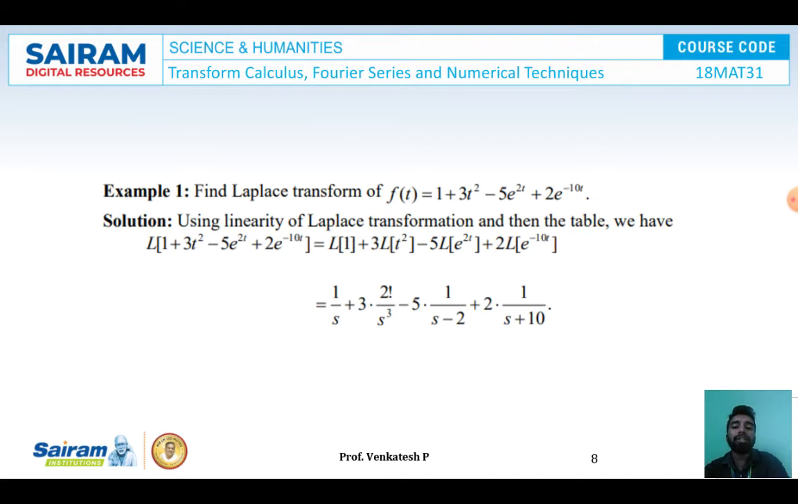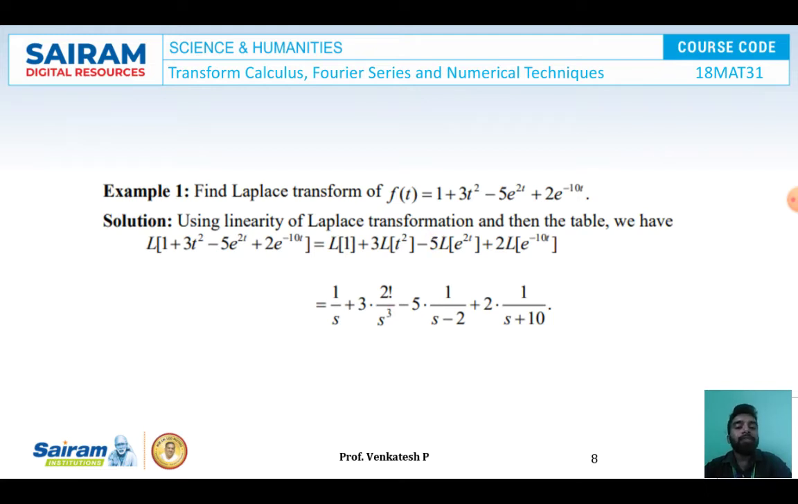First applying Laplace transform on both sides, I got Laplace transform of 1 plus 3t square minus 5 e power 2t plus 2 e power minus 10t. Now I'm going to expand this by applying the linearity property. We got Laplace transform of 1 plus 3 times Laplace transform of t square minus 5 times Laplace transform of e power 2t plus 2 times Laplace transform of e power minus 10t. As we know, the Laplace transform of 1 is 1 by s. The constant 3 I will keep as it is. To find the Laplace transform of t square, I'm going to use the Laplace transform of t power n formula, that is 2 factorial by s cube.